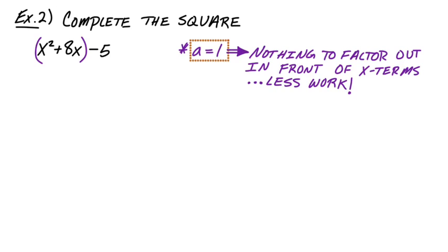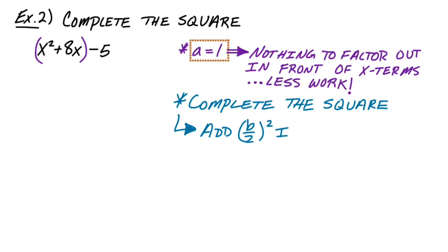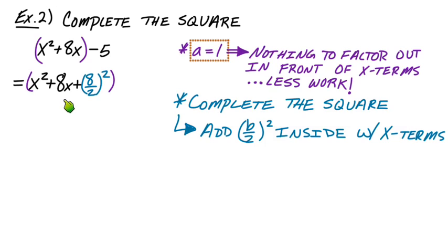So then let's just jump right to the completing the square step. So we add in b over 2 squared to those x terms. The trick is add that b over 2 squared on the inside and then subtract it on the outside. We'll get to that. So x squared plus 8x plus 8 over 2 squared minus 5.